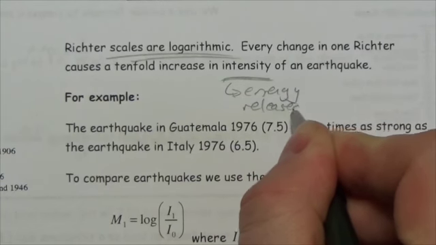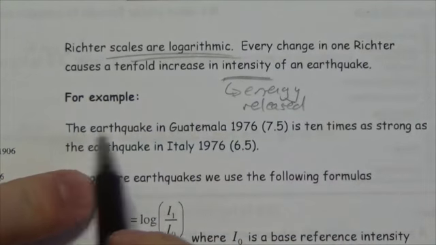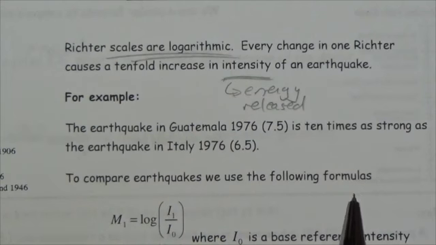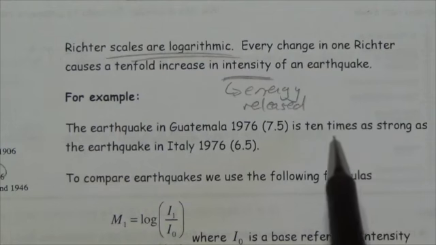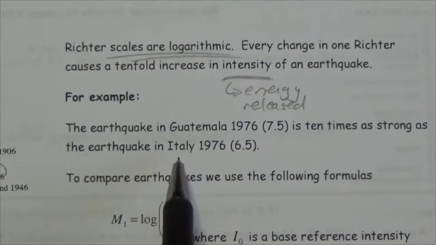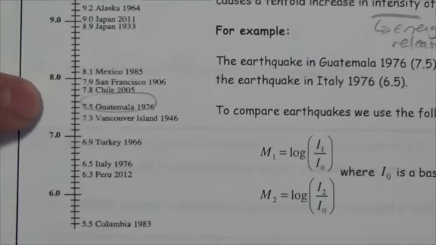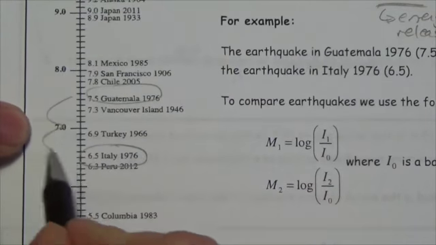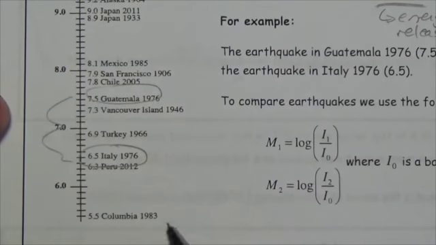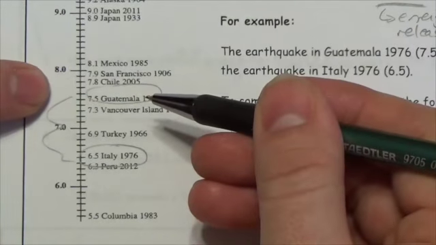Now, take a quick look at our example. The earthquake in Guatemala in 1976 was 7.5 on the Richter scale. Well, that was 10 times as strong as the earthquake in Italy in 1976. Again, there's a difference of 1 on the Richter scale, so that means that this is 10 times larger.